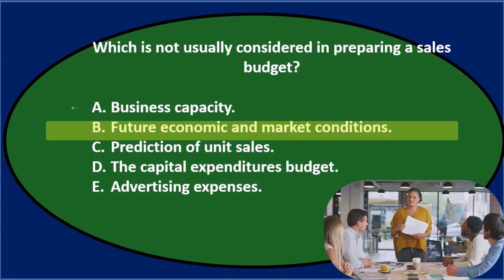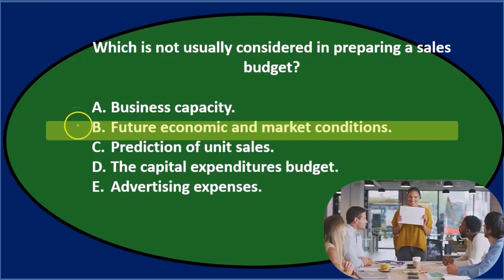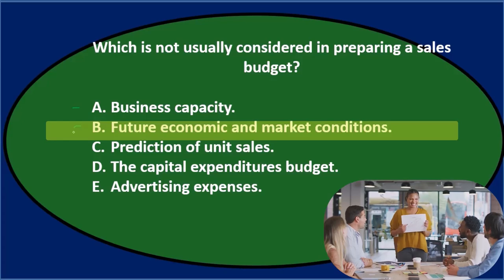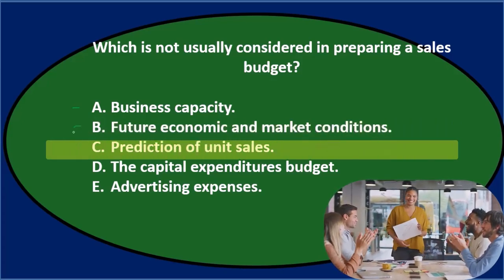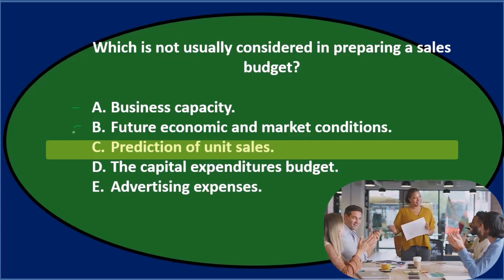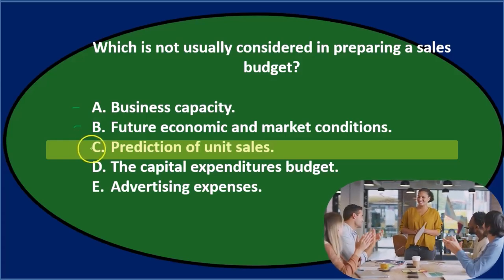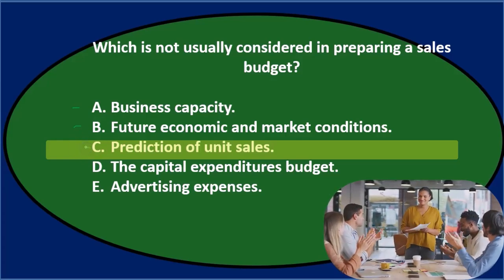Economic and market conditions, and consider what our sales will be in the future based on that. And then C says prediction of unit sales. Again, that's what we're doing. We need to predict the units that are going to be sold as part of our sales production, our top line on the income statement.